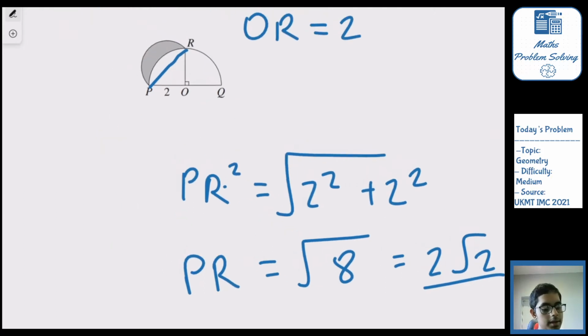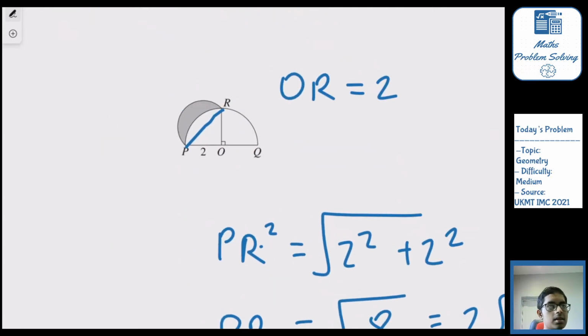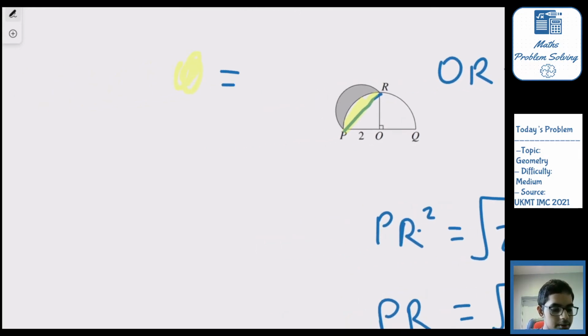Okay, so now we have a term in terms of a unit, sorry, of what PR is. And now this shaded semicircle area is basically just the semicircle minus a portion of that arc. So now if we label this section as the yellow section, we can work out what that is, which will help us quite soon.